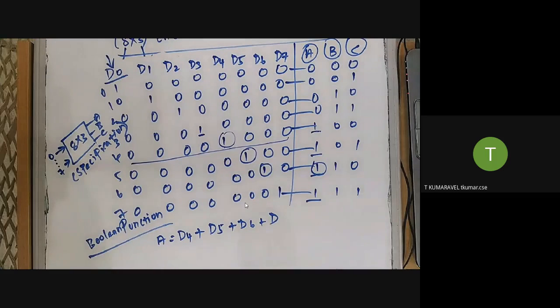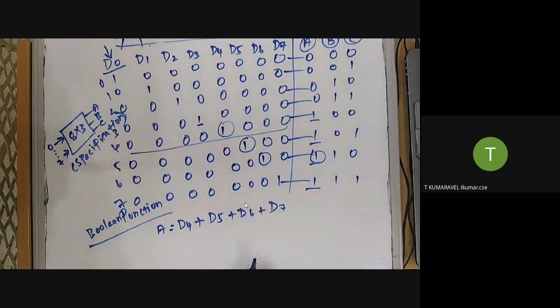And then after that, make use of the postulates and theorems, and you can minimize it. You can do it that way also, but it's a very tedious process. You should write all the variables and then minimize it. It is a tedious process, so I'm telling you the simplified version.